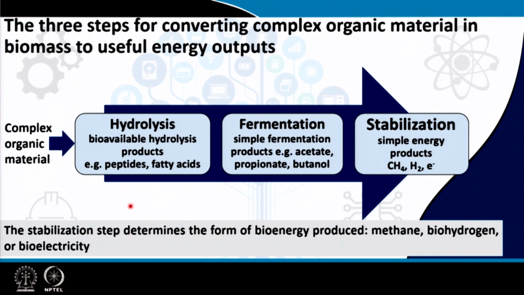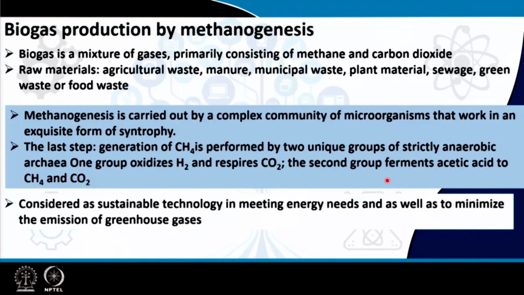One is hydrolysis, where the bioavailable hydrolysis products, so make them bioavailable, for example, the peptides, fatty acids, etc. Then the fermentation, where the simple fermentation products, for example, acetate, propionate, butanol, etc. are produced, and then finally the stabilization, where the simple energy products like methane, hydrogen, electrons are produced. The stabilization step determines the form of bioenergy produced like methane, biohydrogen or bioelectricity.